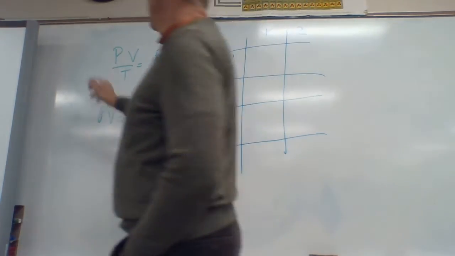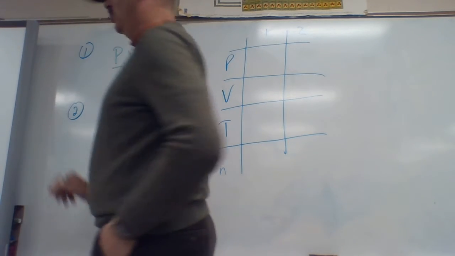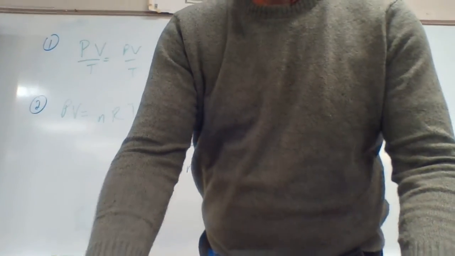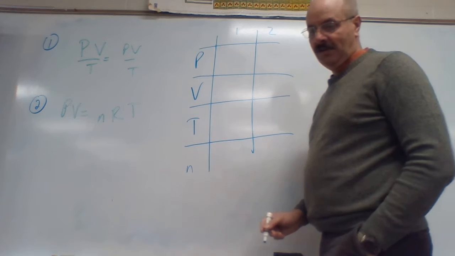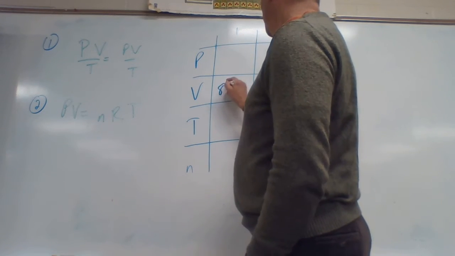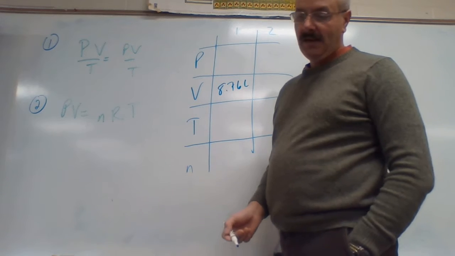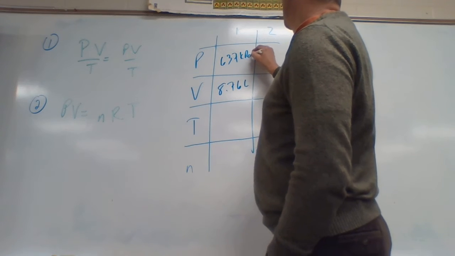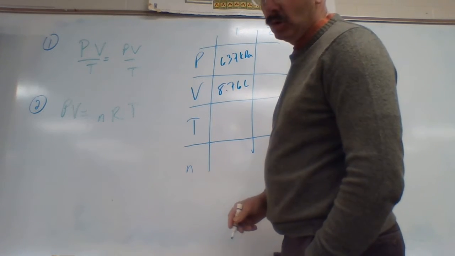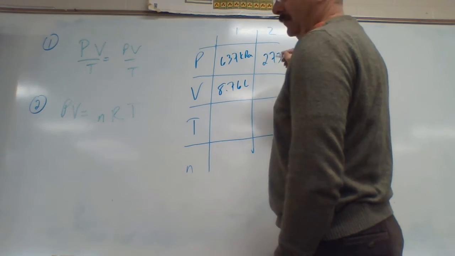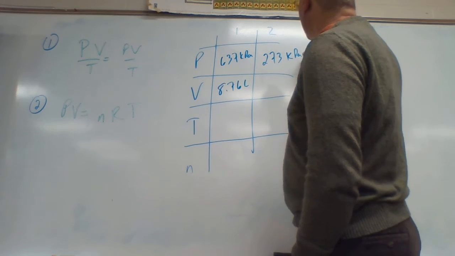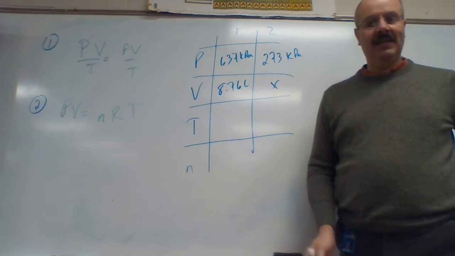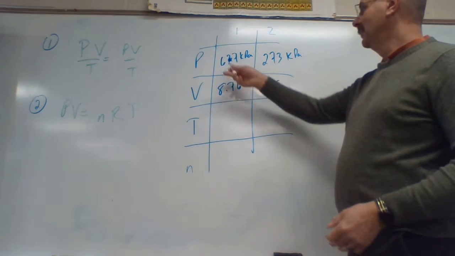Let's number these. Let's say this is equation number 1, and this is equation number 2, so I can reference which equation we're going to use. So it says we have 8.76 liters, so that's volume. Then it says it's from 637 kilopascals, that's a pressure, and that changes to 273 kilopascals. It wants to know the new volume. These other spots are all blank, which means they stay the same, so we aren't involved with those. We're only involved with pressure and volume.